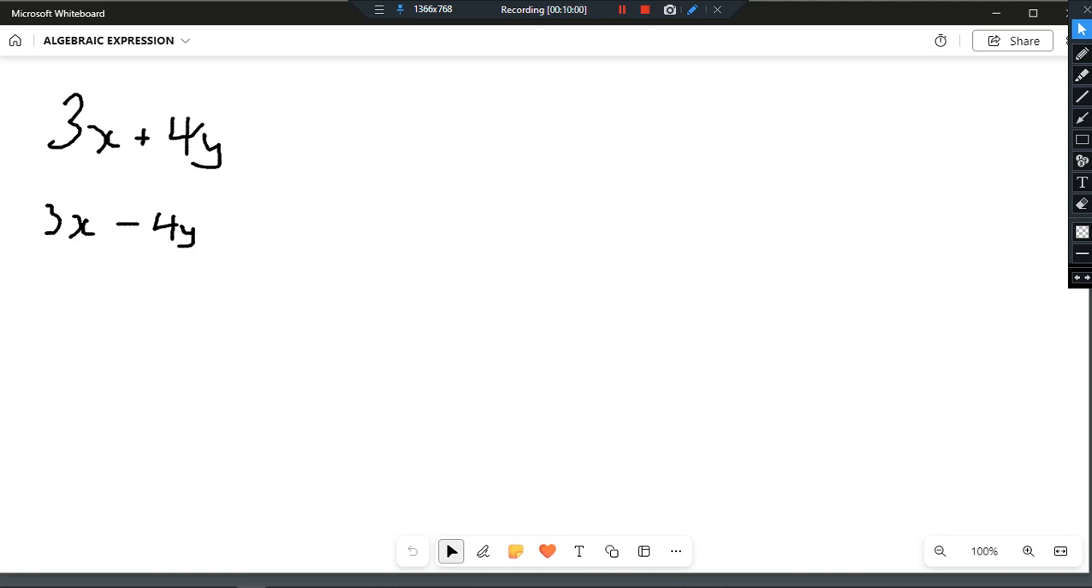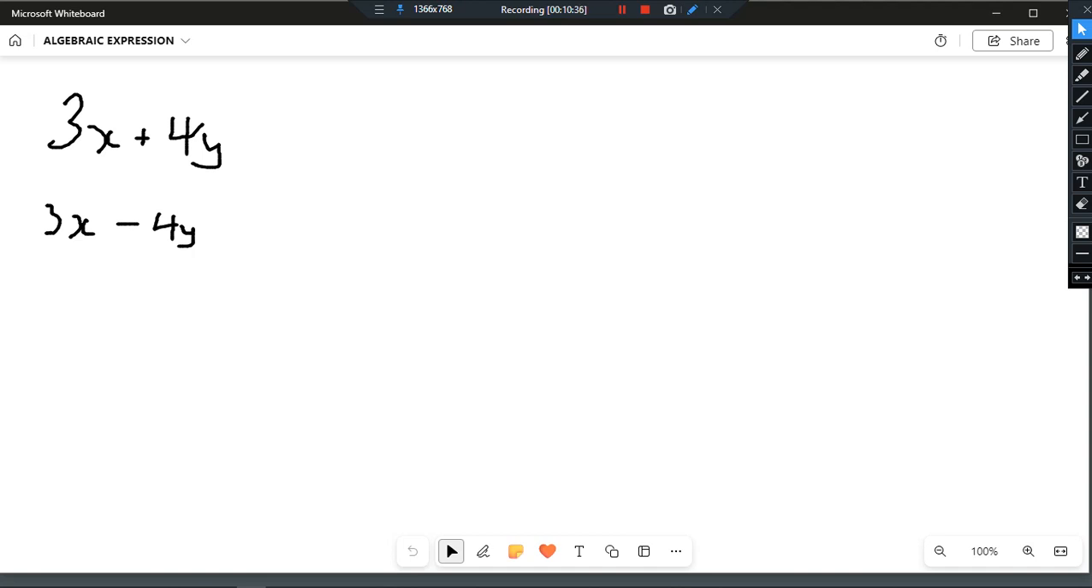Alright, so looking at this expression, variable x has a coefficient of 3. Variable y has a coefficient of 4. Why are we saying so? 3 is the number which is attached to the letter x, or variable x. In actual sense, 3 is the number which is multiplying variable x. 4 is the number which is attached to variable y. So the coefficients of x and y are 3 and 4 respectively.